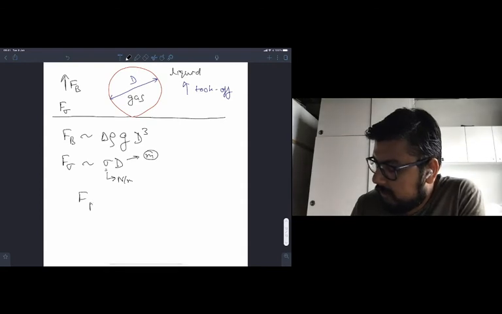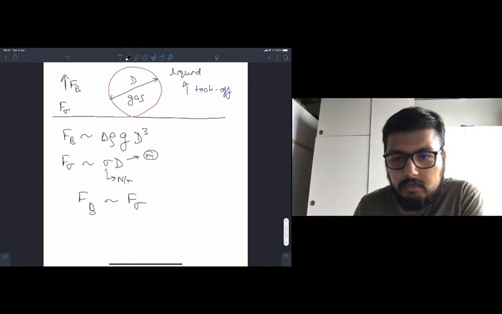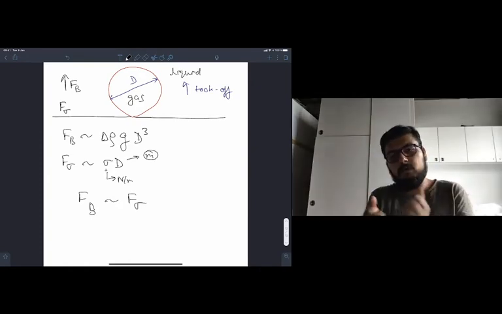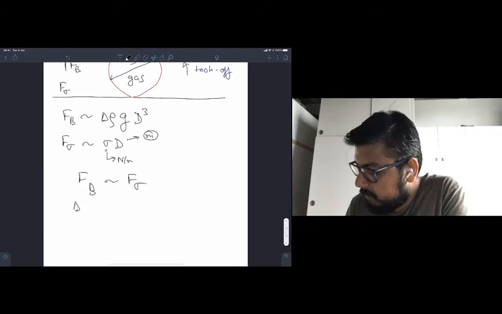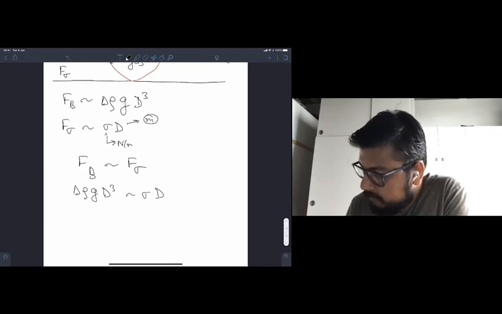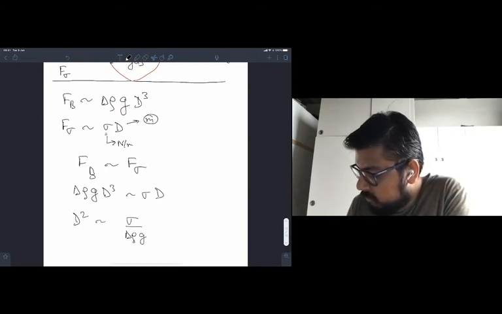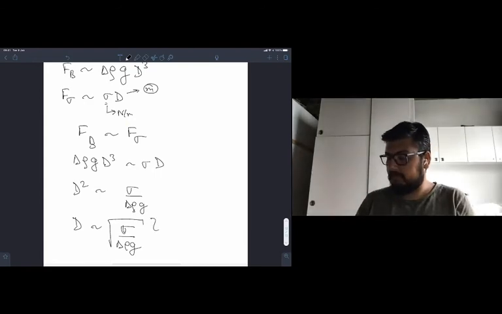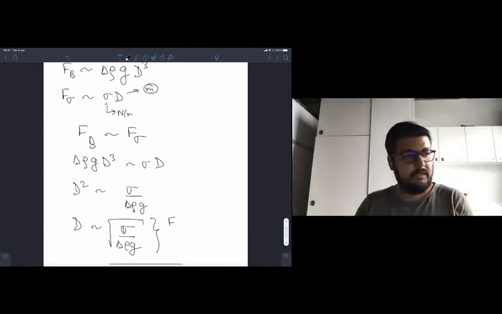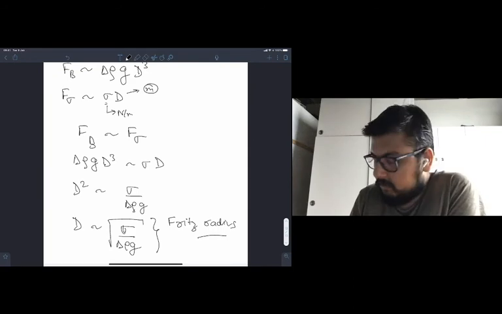So if we say that the force of buoyancy is proportional to the force of surface tension, so that's the capillary force which is holding the liquid back, if these two forces are comparable, then we can write this. Then this will give us that d square is nothing but sigma upon delta rho g, and then d is the square root of sigma upon delta rho g. And this diameter or this radius is commonly referred to as the Fritz radius, the Fritz diameter in fluid mechanics.